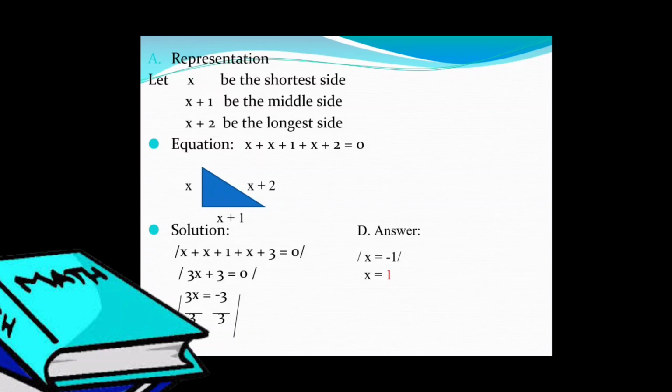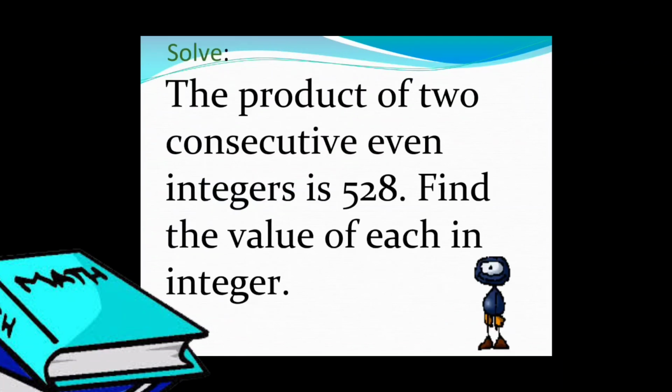So to get the length of the sides of a triangle, we need to substitute our answer to the given expression. Since the shortest side is x, so our shortest side is 1. The middle side is x plus 1, so we need to substitute 1 plus 1 is equals to 2. For our longest side, so the expression is x plus 2, so we need to substitute 1 plus 2 is equals to 3.